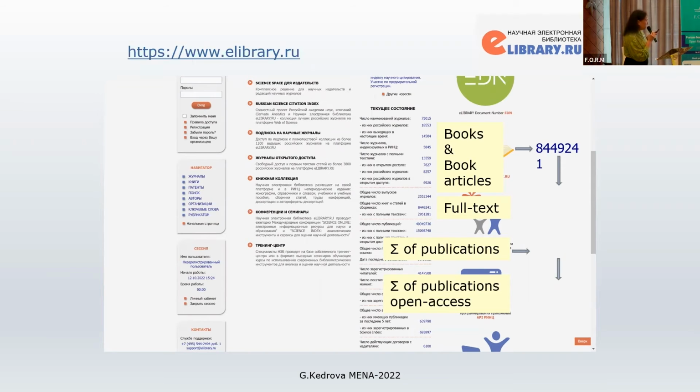More than 845,000 books and book articles. With the full text articles and books, it's about 3 million. Yes, yes. The total number of publications, you see, is a huge number. And the total number of publications with open access is also a very considerable amount of information.